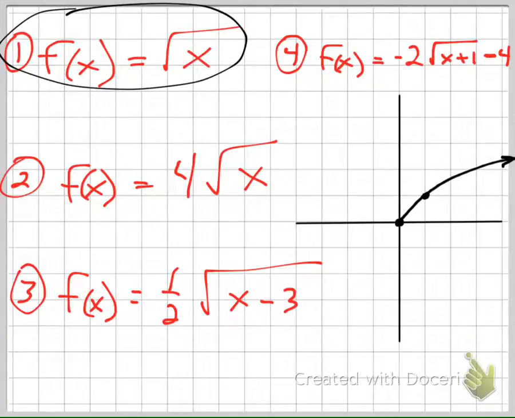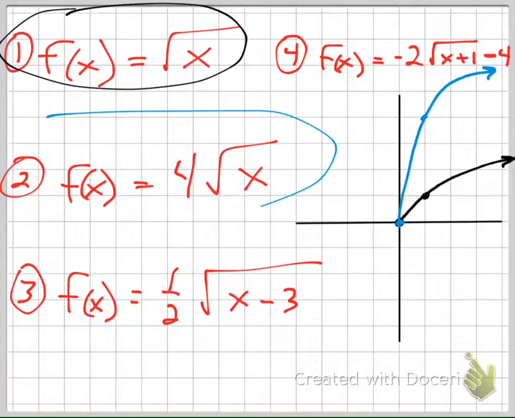Number 2. The only difference between the first one, the parent function, and this is there's a 4 out here. That very much acts like the slope. So it's still going to start down here at 0, 0, and it's going to go up to there, 1, 4. It's going to be pretty steep. Makes sense? Okay. That's this one.